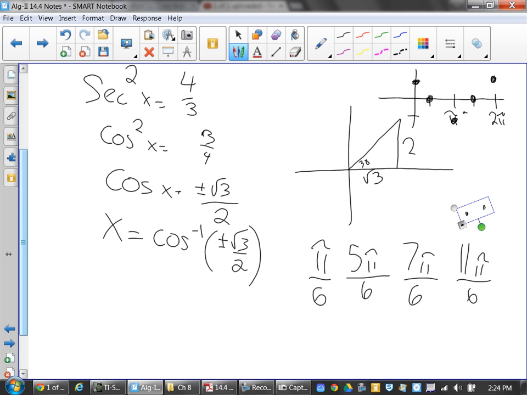Here, here, negative, and negative. So you have your 2 positive values and your 2 negative values because they follow the curve. And that's why this happens.